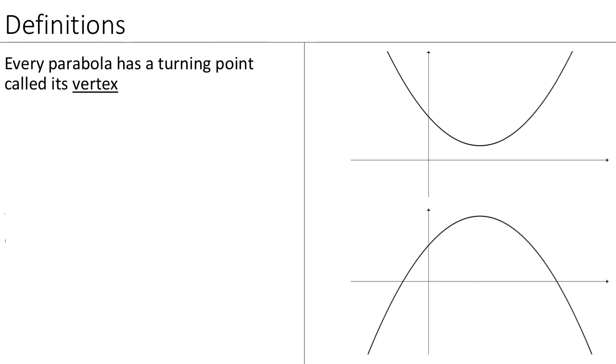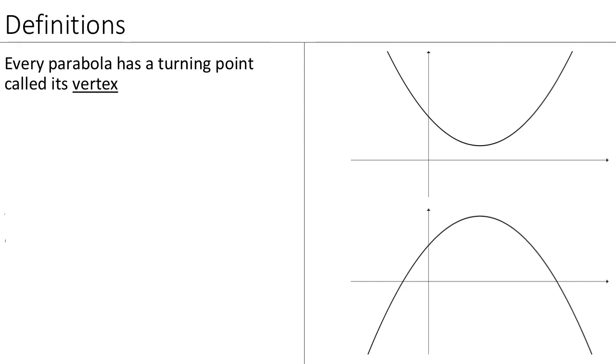In the upward-facing graph here, we are going down, and then we're going up. Right, there is a point here where we change direction. And same thing with the other graph. Here we're going up, and then we're going down, and there's this point in the middle where the graph changes direction. That point is called the vertex of the parabola.